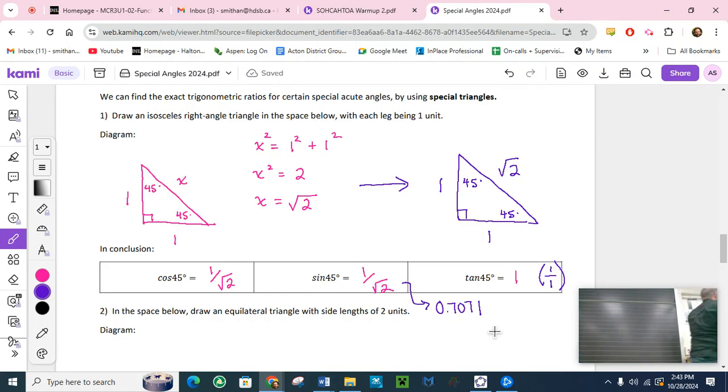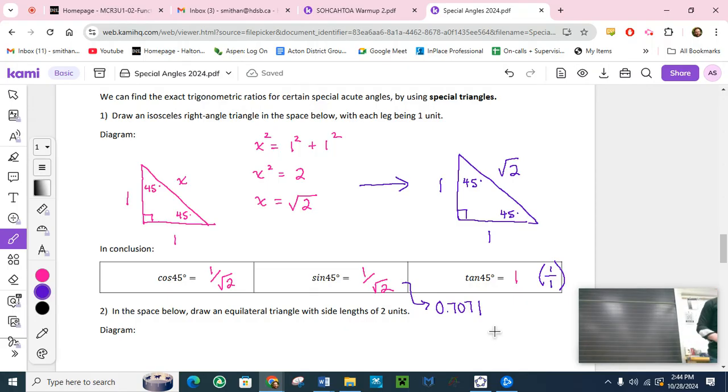This is the third set of values you need to know the exact values of. 45 degrees, sine, cosine, and tan. Now, these ones might be harder for you to get on your calculator. Tan 45, your calculator will spit out 1. But you guys need to know how to develop these special triangles, where these come from. So the exact values of sine, cos, and tan of 45. Anything you guys want to chat about?